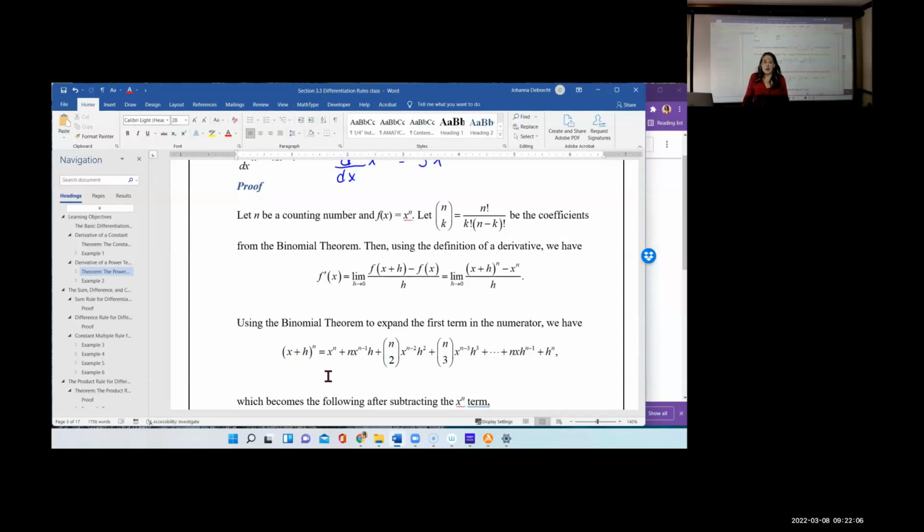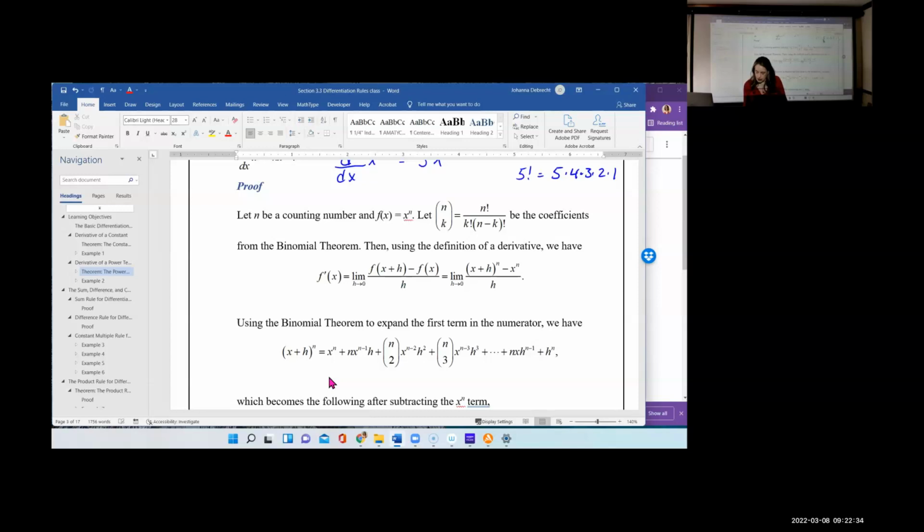Now, how many of you know what a factorial is? Or how many of you do not know what a factorial is? Okay, so let's talk about what a factorial is. If you have something like 5 factorial, this just means take 5 and multiply by all of the integers until you get to 1. So 5 factorial is 5 times 4 times 3 times 2 times 1.